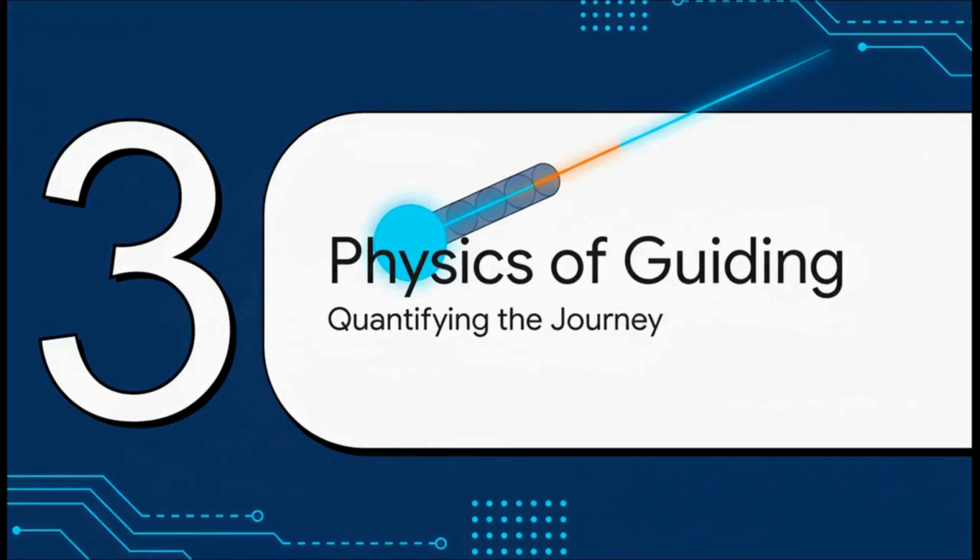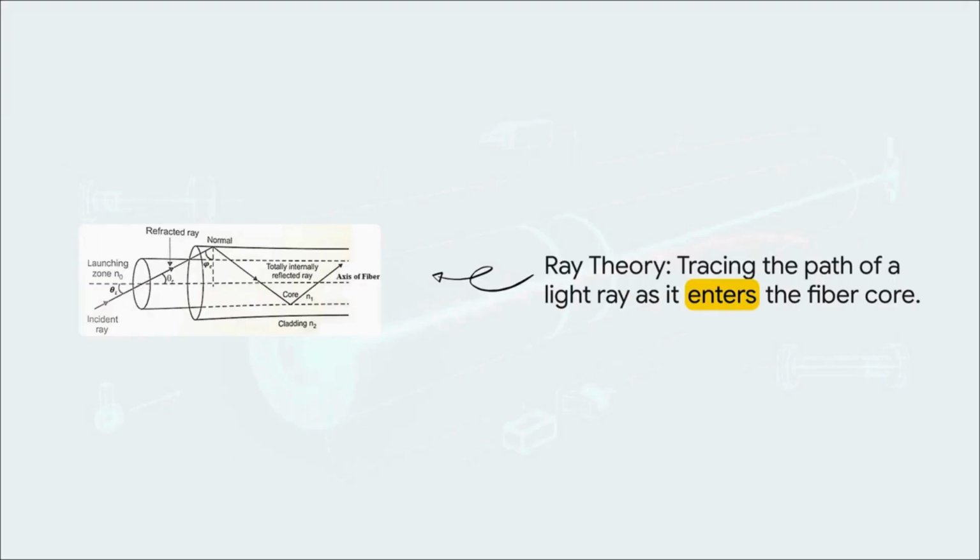Okay, so we know about the different kinds of roads. Now let's get into the traffic laws. We're going to dive into the physics and look at the actual calculations that tell us if light can even get on this highway and, more importantly, stay on it. You see, to make sure we get that perfect total internal reflection, we can't just shine light into the fiber at any old angle. It's kind of like trying to skip a stone across a pond. If you throw it straight down, it just sinks. You have to hit it at a nice, shallow angle.